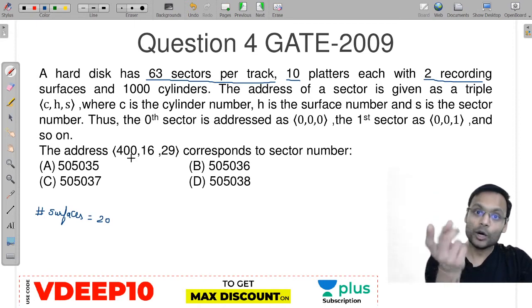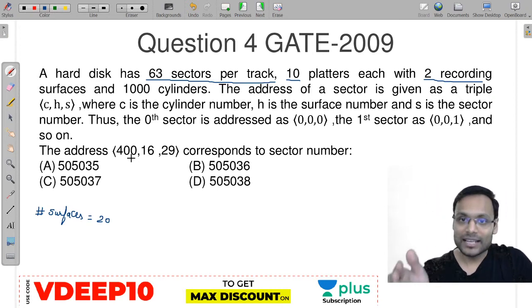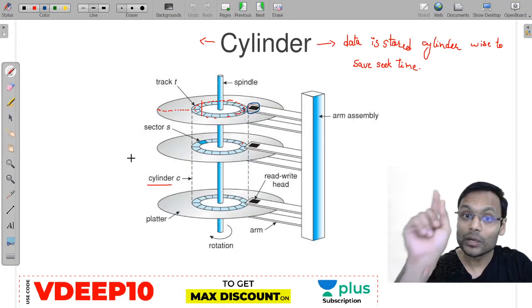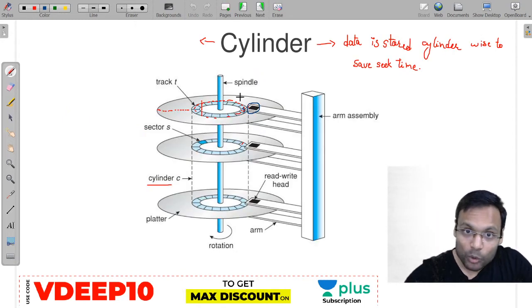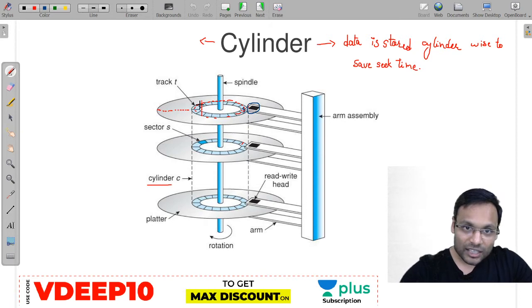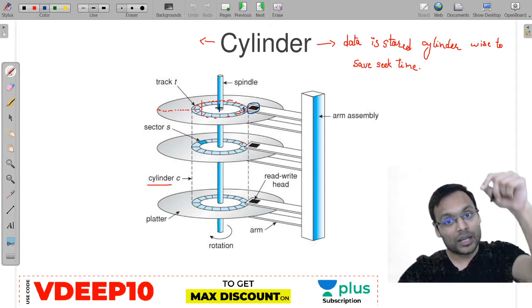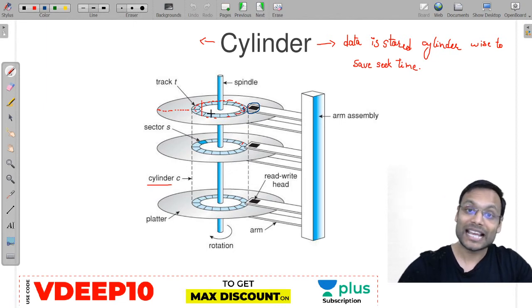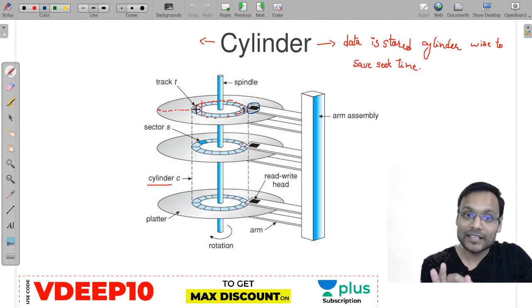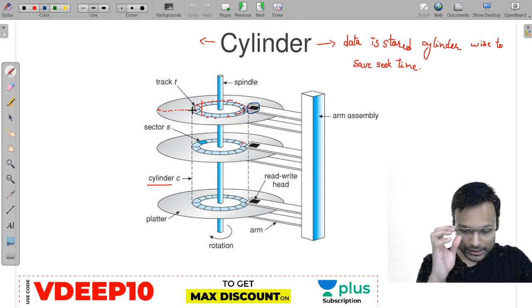So first the cylinder, then inside it the surface, and in that the sector. But look at this. If I say cylinder number, the innermost cylinder, and in that I talk about surface, do we cover the entire surface? Do we cover all the sectors, all the tracks? No. We will cover only one track from that surface under that cylinder, only one particular track inside that cylinder. So if I talk about surface, I mean only one track from that surface which is under the cylinder. I guess you are able to understand.